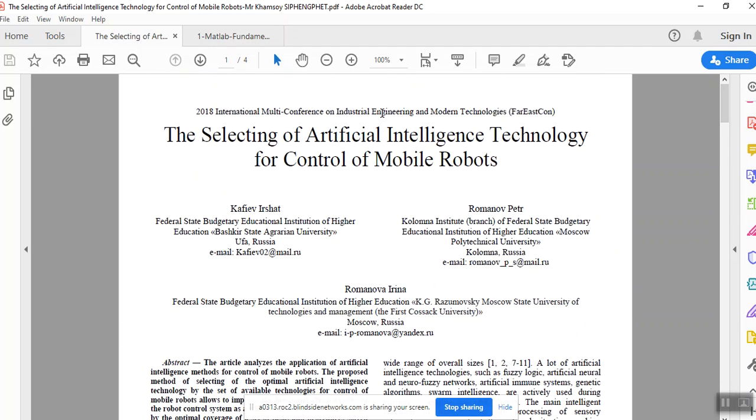Okay, so hello everyone. Today I am going to report and discuss the paper that I have selected. The title of this paper is the selecting of artificial intelligence technology for control of mobile robot.